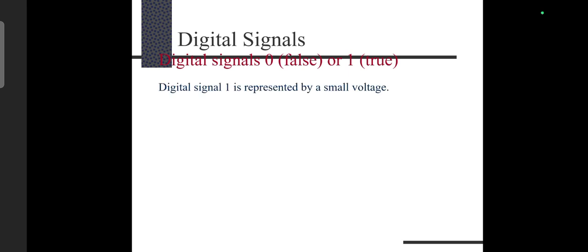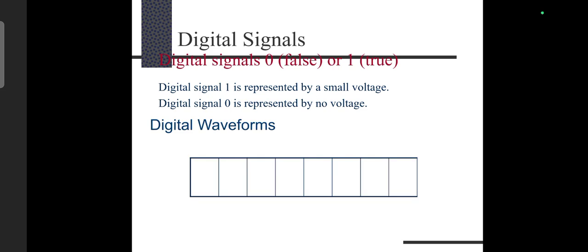First we'll discuss digital signals. Digital signals means it has two states. One is false or logic 0, another one is true or logic 1. So here the digital signal 1 is represented by a small voltage in the signal representation, and the digital signal 0 is represented by no voltage or 0 voltage. So with respect to the above definitions, now we will see the digital waveform.